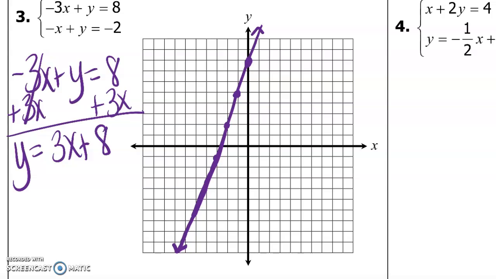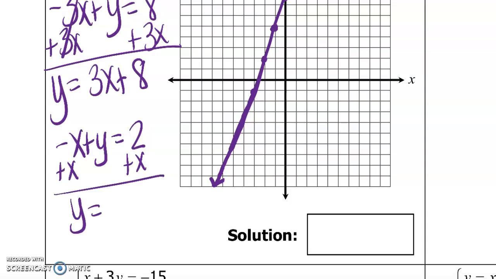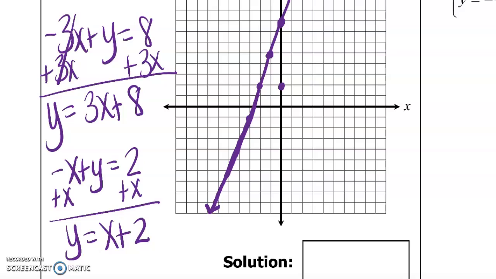Now the bottom one, you have two different ways that you can graph this. So if I rewrite it, you can do exactly what you did up above, which is add x to both sides. And we get y equals x plus 2. So for that, we start up 2, and then up 1, right 1, down 1, left 1. I'm going to keep going until I find the spot right there. So it intersected at negative 3, 1.